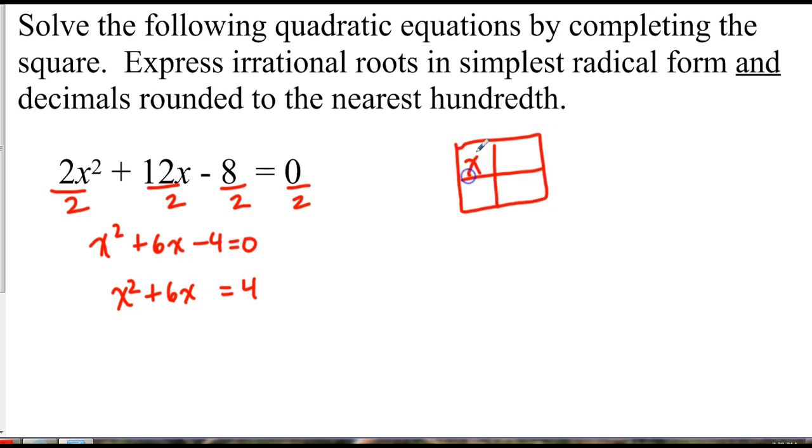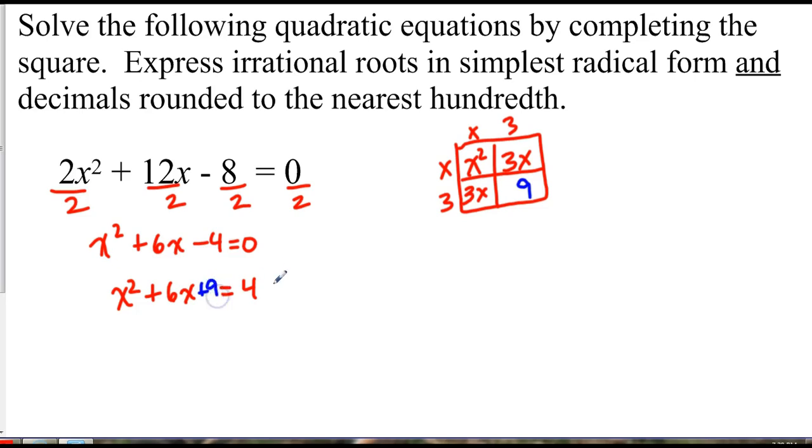We've got our x squared, and we're going to split the 6x in half, right? We go 3x and 3x, because we want this to be a square. We want the same factor on the top and the side. That leaves us with a 9 here. I'm going to write it with a color, so you can see that the 9 is being added in here to complete the square. So I must add it to both sides.